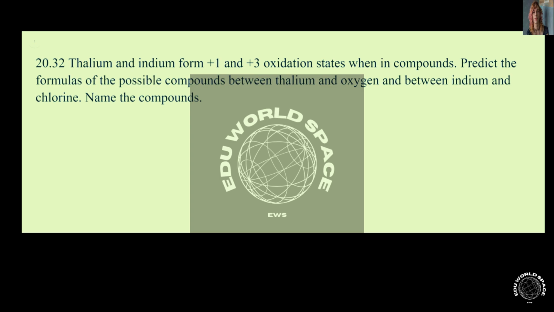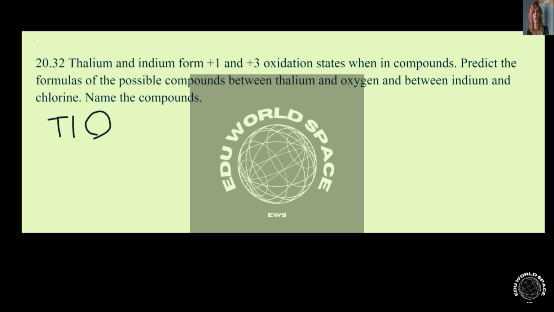So we want to write the formula of the possible compound that could form between thallium and oxygen. So we have Tl for thallium and O for oxygen. And then we're told that thallium could form a +1 or a +3 oxidation state. So first let's consider when thallium has a +1 oxidation state.